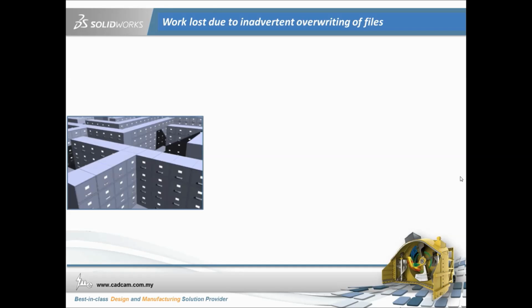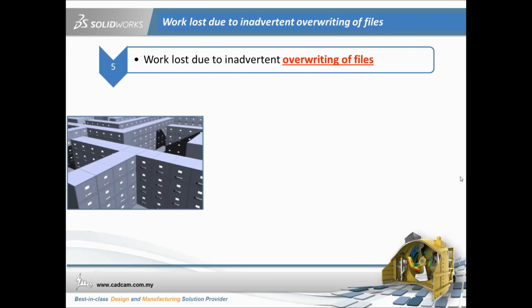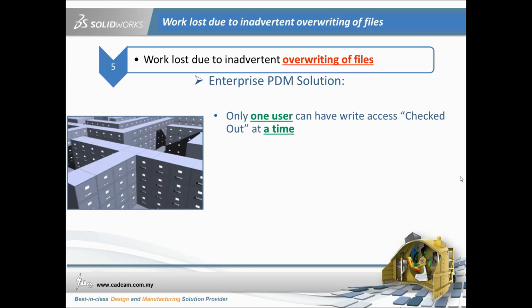And then by causing you delay on the projects. Work loss due to inadvertently overwriting files is a common problem in our office as well. EPDM actually helps in this kind of situation, because normally only one user can access the file to change it while the file is being checked out by you at one time. However, other people can still open it and view it.